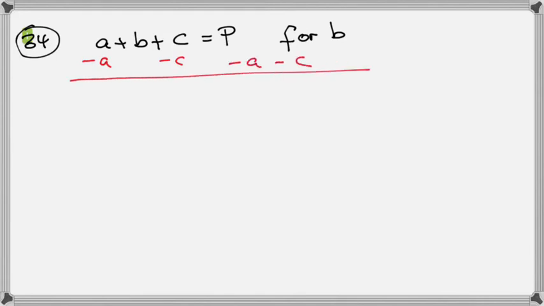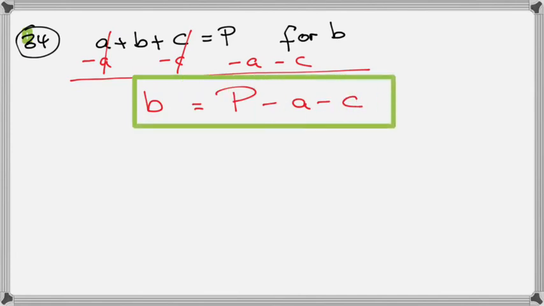What you do to one side, you do to the other side. So the A's here cancel, the C's cancel. You're left with B equals P minus A minus C. And that is it. Done. What else do we have?